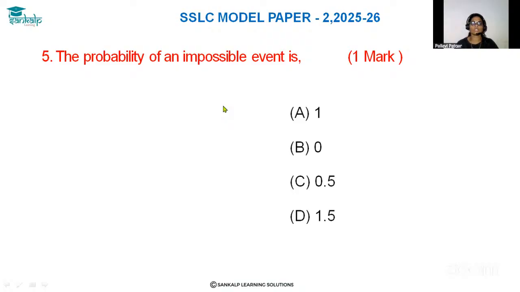Okay, so the chance or probability of its occurring is 0. So in the given options, option B, 0, is the correct option.